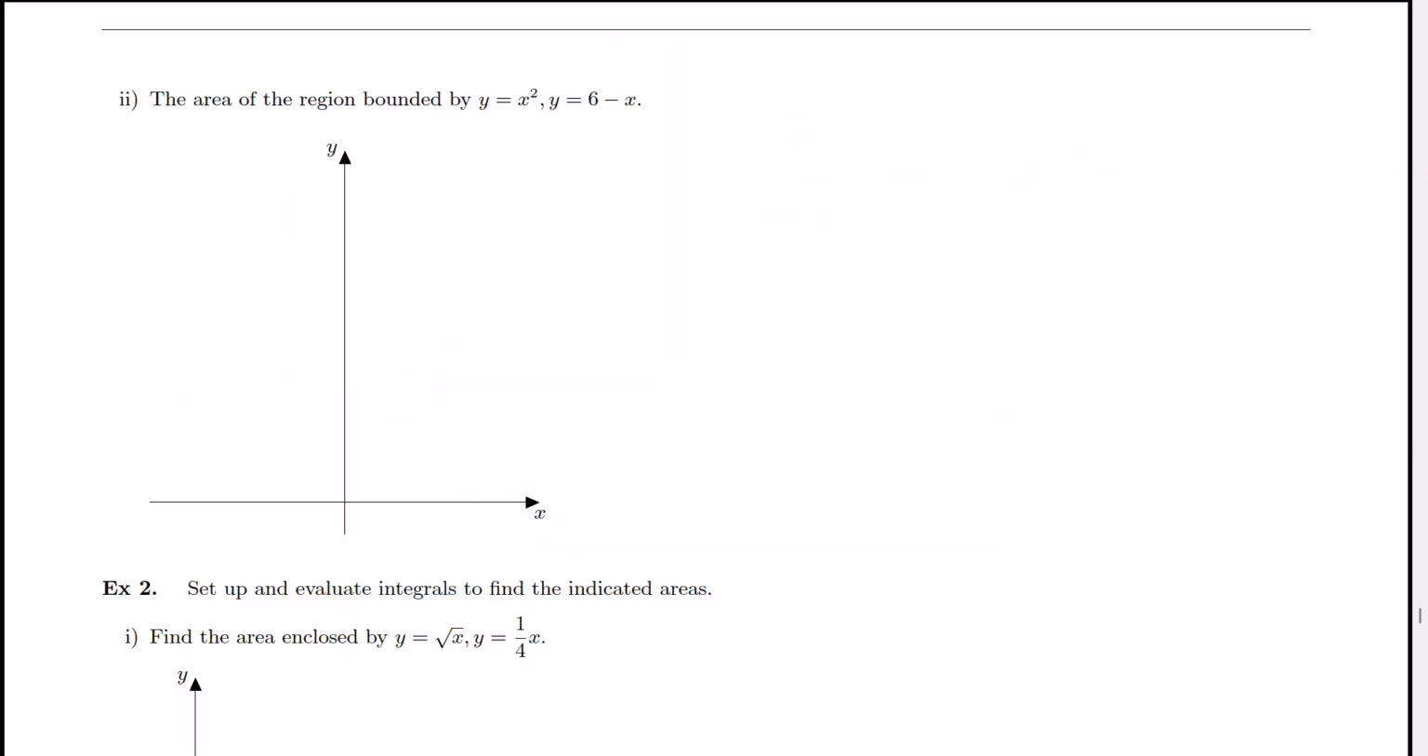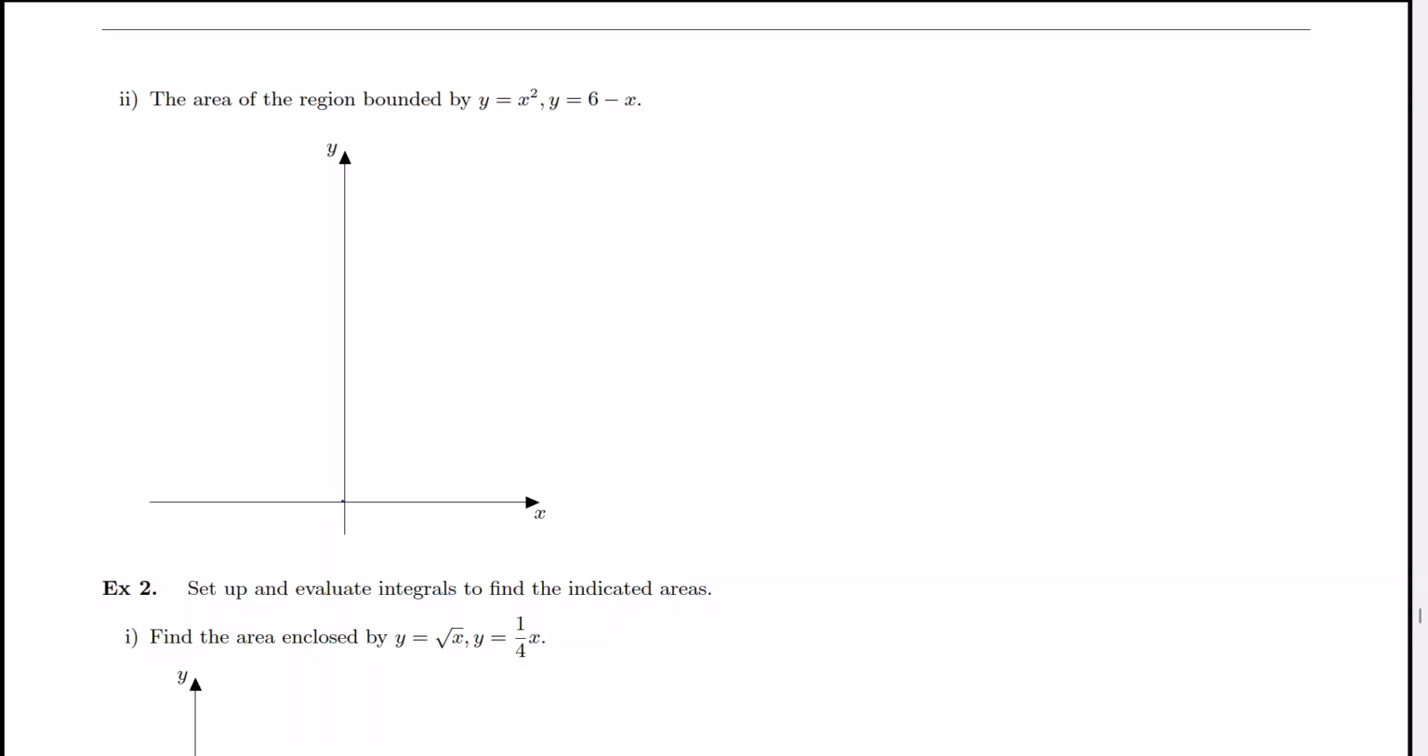Now moving on to part 2, this time we have the function y equal to x squared and y equal to 6 minus x. However, we're not told the left and right boundaries. We're just given two functions. That means they probably are crossing each other. So let's start by graphing them.